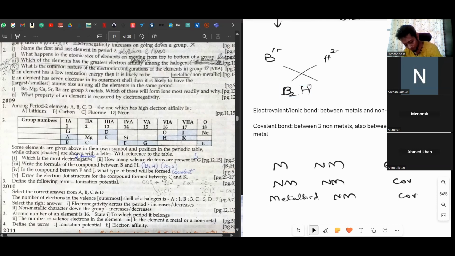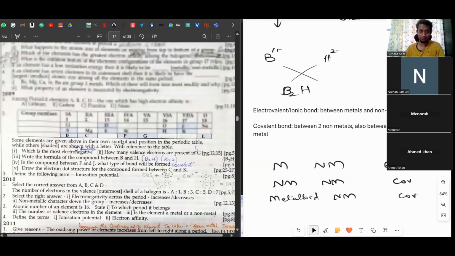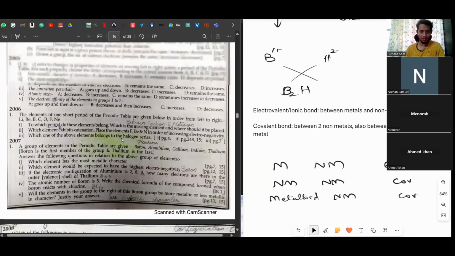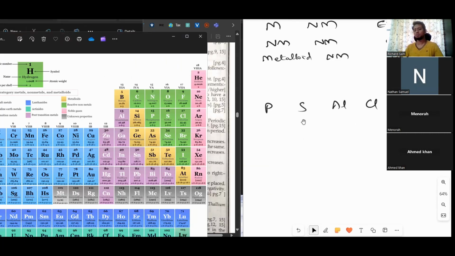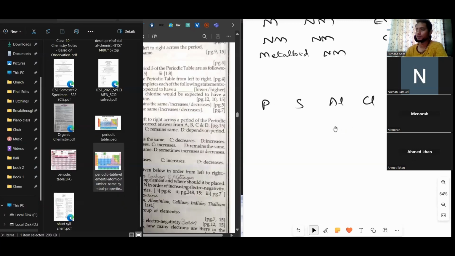Draw the electron dot structure for the compound formed between C and K. Electron dot structure you will learn in the next chapter, so omit that question for now. The other type of question which can come here is they'll give you elements and you have to arrange them in order. Suppose I'm giving P, S, Al, and Cl. First thing is you have to figure out where they belong. Which group, which period?